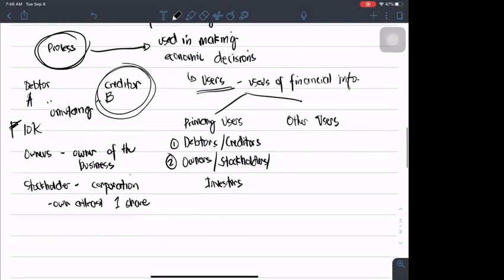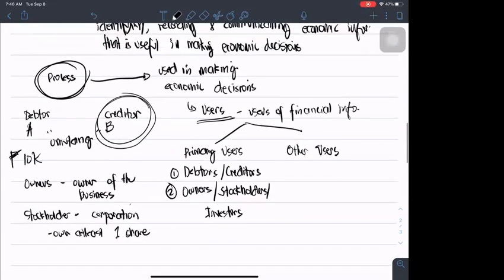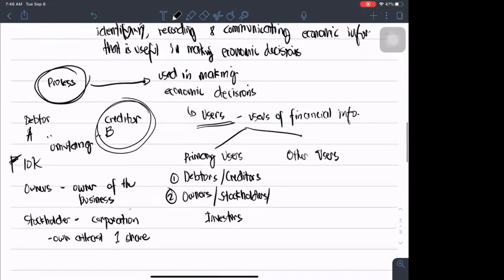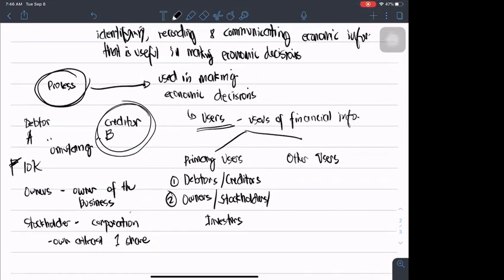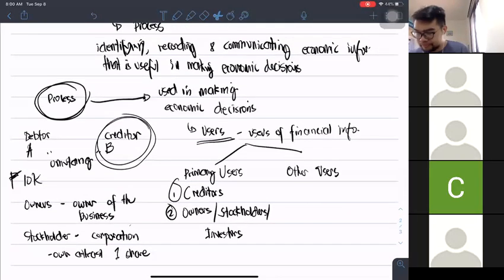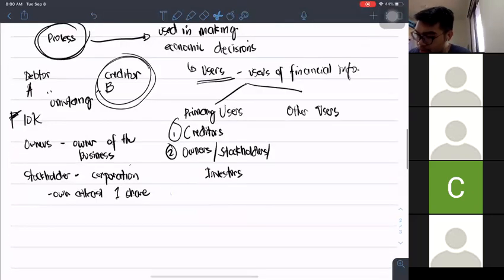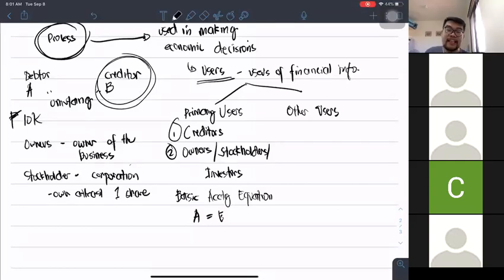Now, guys, why are your debtors, creditors, owners, stockholders, and investors considered your primary users? The question now is, what difference does it make between your primary users and other users, and why do we classify them as such? The answer here goes with your basic accounting equation: asset is equal to your equity.